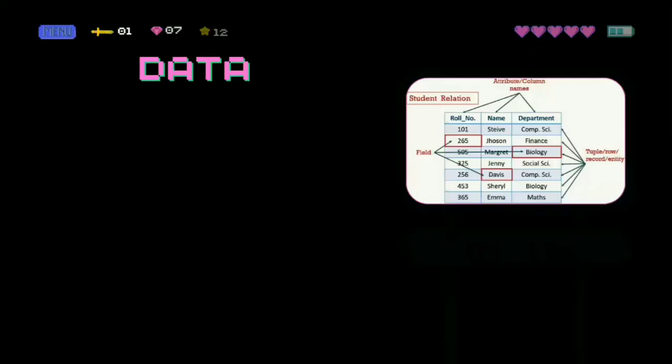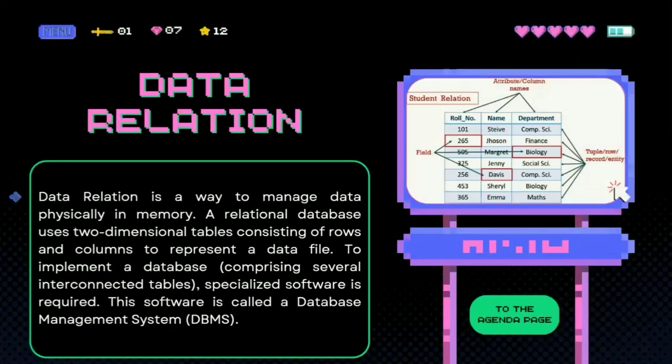Next, data relation. Data relation is a way to manage data physically and in memory. A relational database uses two-dimensional tables consisting of rows and columns to represent a data file. To implement a database comprising several interconnected tables, special software is required. This software is called a database management system. Here is an example of data relation.